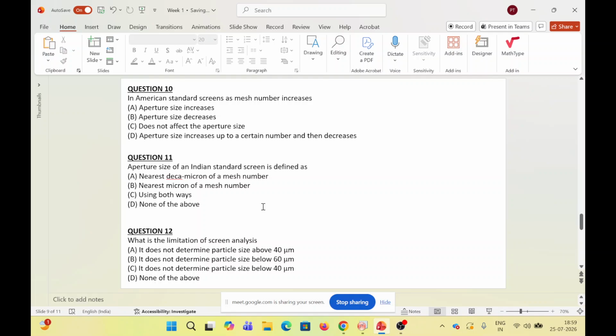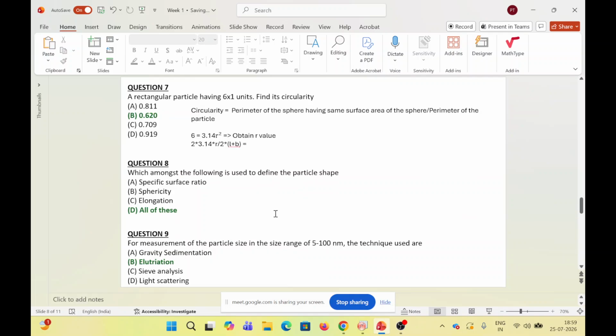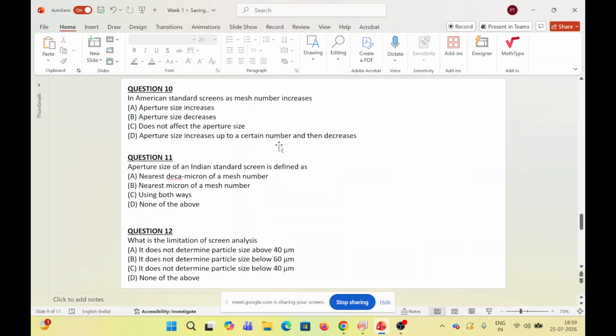Okay, sir. So shall we move to the next one? So the elutriation is correct, sir. Yeah, elutriation is the correct one. Okay, sir. So question number 10. We will stop with question number 12 for today, because it's already 7. We are supposed to finish at 7, but since we started late, we will extend for another 5 minutes or so. In American standard screens, as mesh number increases, how does it affect the aperture size?